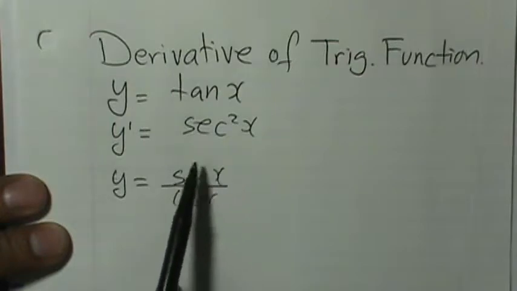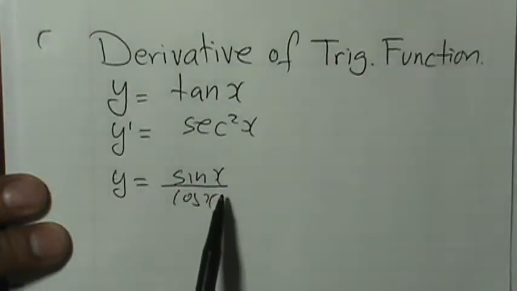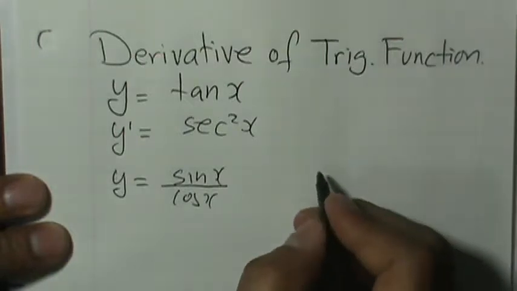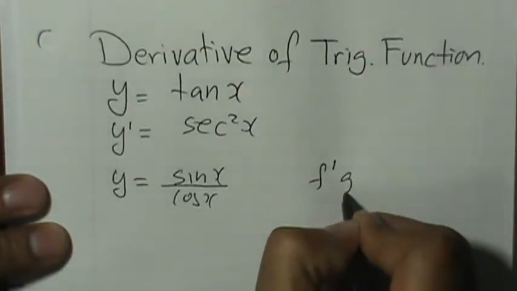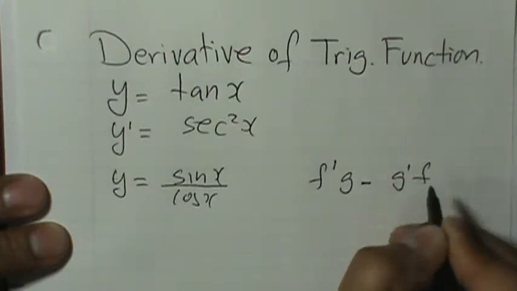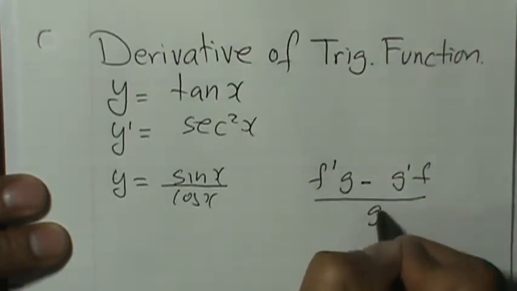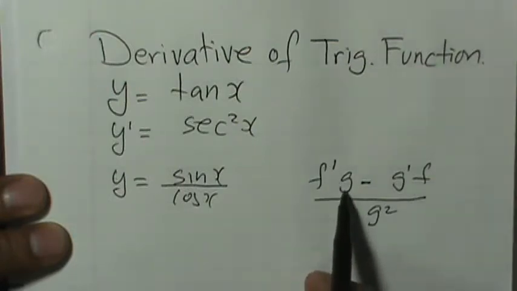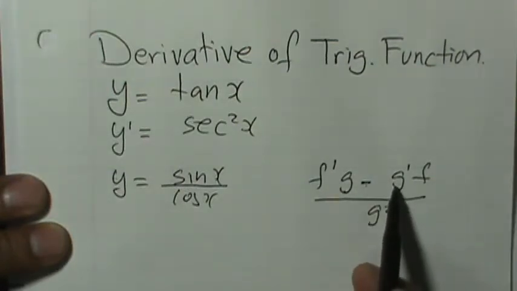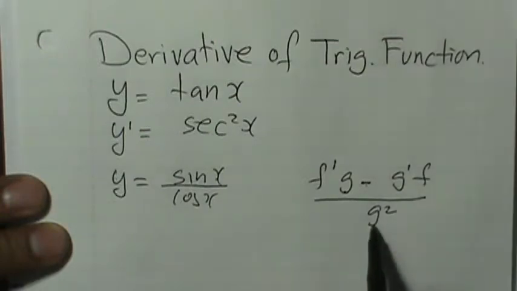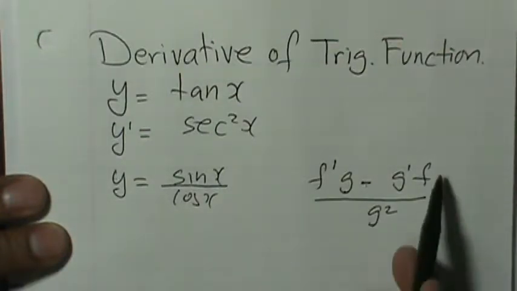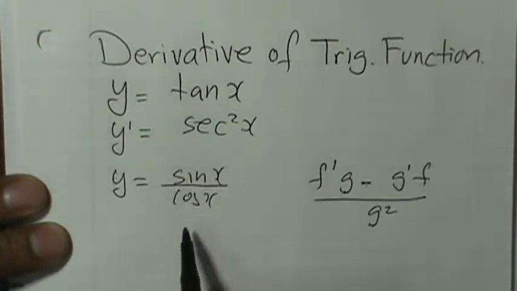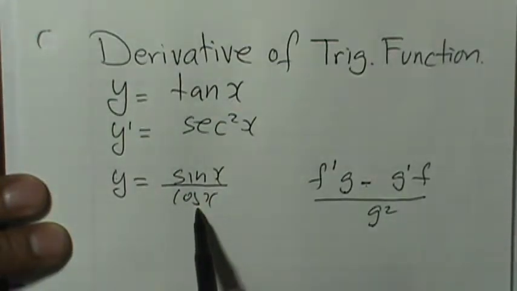Then, in order to find the derivative of this and to prove that it's secant squared x, we apply the quotient rule. If you remember, the quotient rule was f prime g subtract g prime f over g squared, meaning that you're taking the derivative of the top multiplied by the bottom, subtract the derivative of the bottom multiplied by the top, over the bottom squared. That's the quotient rule. So f of x will represent sine x and g of x will represent cos x.